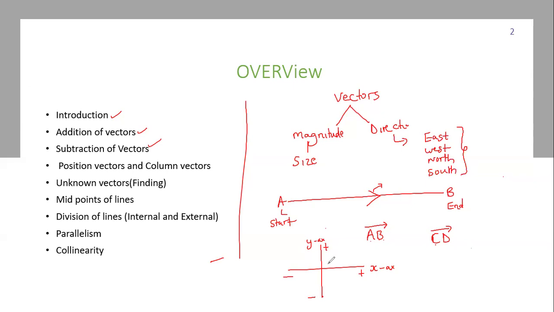So whenever you are moving in the positive x-axis, those vectors will be positive. Then when you are moving up, that one is still positive. When you are moving to the left, that is negative. And when you are moving downwards, that is negative. That is when it comes to the direction. So whenever you have a line, let me say this is your line, it means that you're moving in the positive direction.